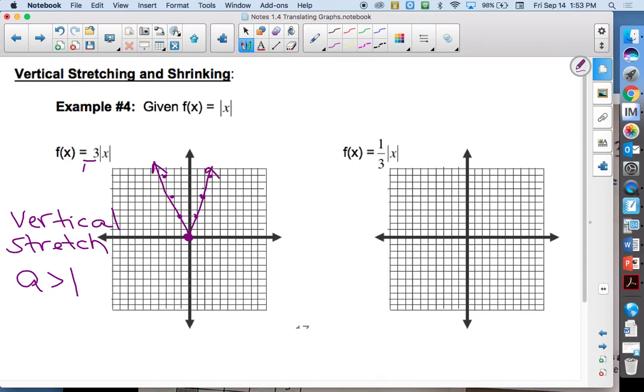Because you're rising further than you're moving left or right. So then with the 1/3 absolute value of x, now you're only moving up 1, but you're going left or right 3. So the steepness of it has now shrunk because the graph is actually getting wider. So you're going up 1/3 in both directions.